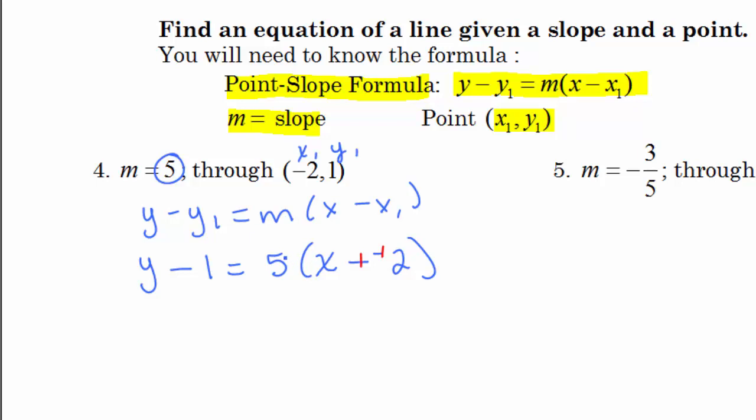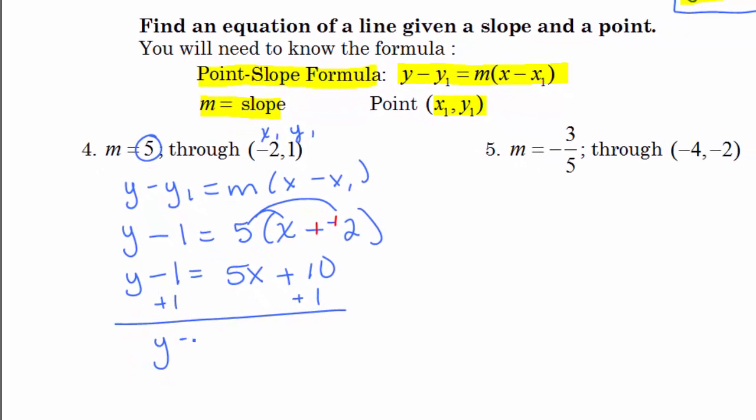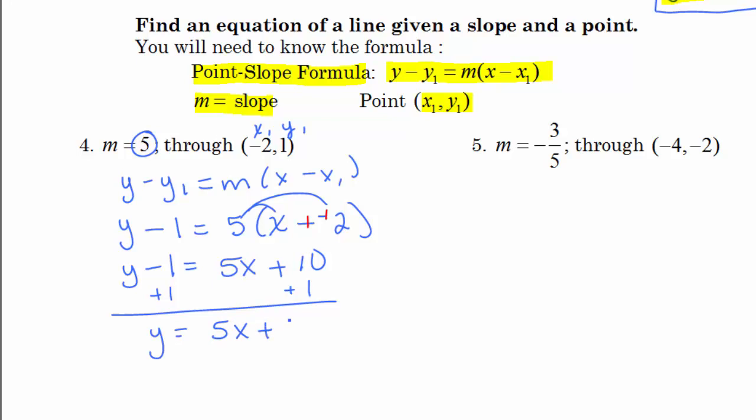So after this, we just need to do some algebra. So I'm going to distribute the 5. Then I'm going to add 1 to both sides. And now I have it in the format of y equals mx plus b. So I'm not asking you to do this, but in case you wanted to graph it, m is now 5 and b is 11.